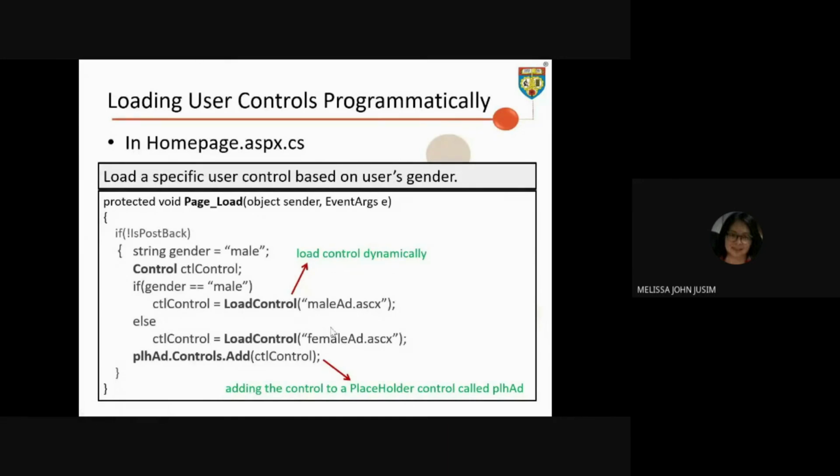And then after that, you will place the user control by using the add method. Here there's a placeholder. We call it PLH as the prefix for placeholder, .controls.add. So you will be using this in your practical exercise.